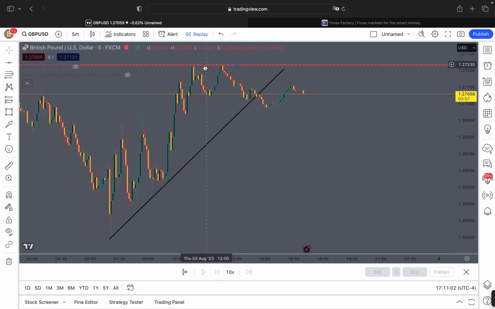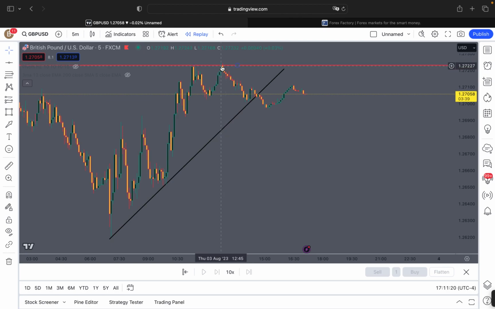Nobody's buying in a market like this because they want to see a clear breakthrough. They want to see an engulfing candle or a long candle like this pushing through. They want to see something pushing through this resistance, straight through it, creating a new higher high.